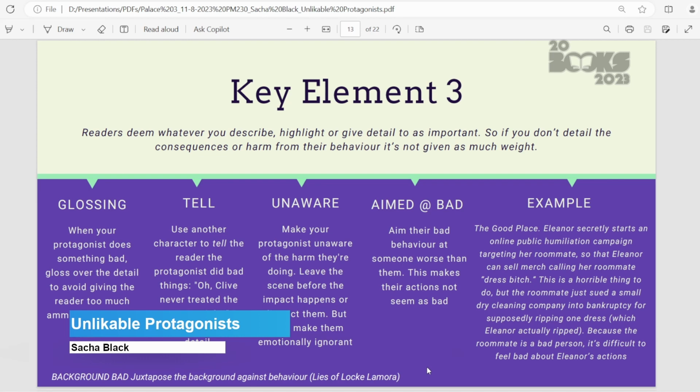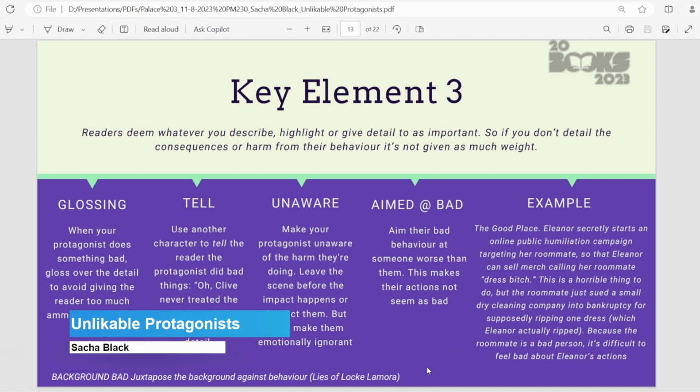The other thing that you can do is aim their bad behaviors at other bad characters, right? So if thematically you're exploring a dark concept and you've got lots of iterations of bad characters, then instead of your protagonist stabbing Clive, who's a really nice guy, I don't know if you've met him, you can then have him stab Bob, who's not nice. And this will make his actions seem not as bad, because whatever it is that Bob has done is even worse, right? It's manipulation.